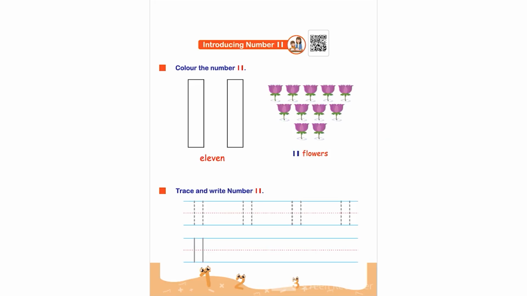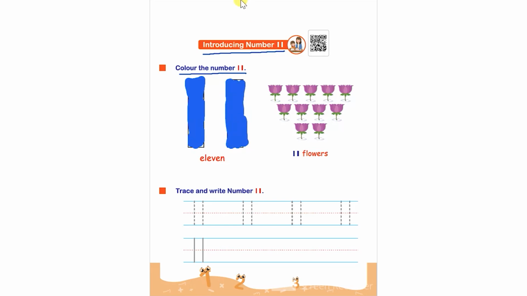Hello everyone. In this worksheet, the topic is introducing number 11. Color the number 11. So over here in this worksheet, the child has to color the number 11, and for that they can use crayons or pencil colors to do the same.